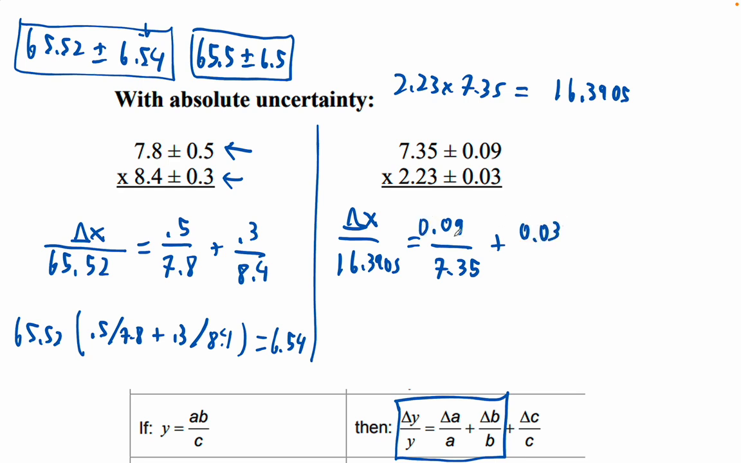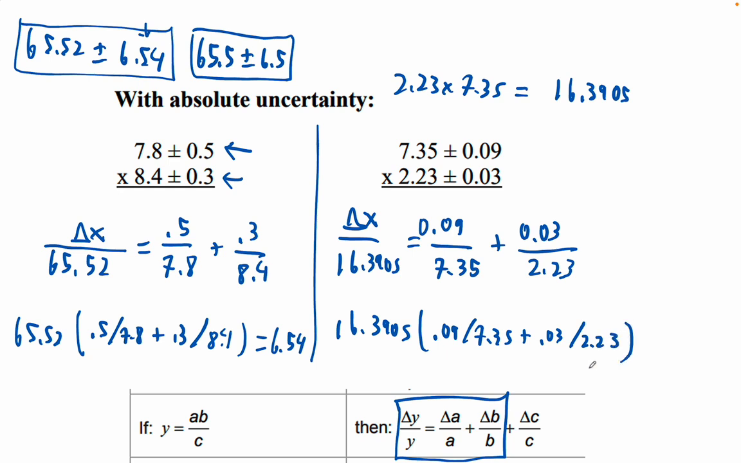Ooh, and now I've got to put a 0 there. It's my OCD. All right, 2.23. Do I have the right ones with the right one? That one divided by that one, this one divided by that one, right? And then, of course, to do this, I'm going to go 16.3905 times left parenthesis 0.09 divided by 7.35 plus 0.03 divided by 2.23.